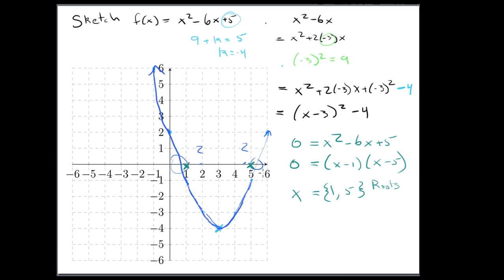So I missed when I was drawing it, so maybe we should be checking here, but f of 4 is equal to 16 minus 24 plus 5, which is equal to negative 3. Okay, so that checks out. And f of 2 is equal to 4 minus 12 plus 5, which is negative 3. So that checks out. I just missed with these.